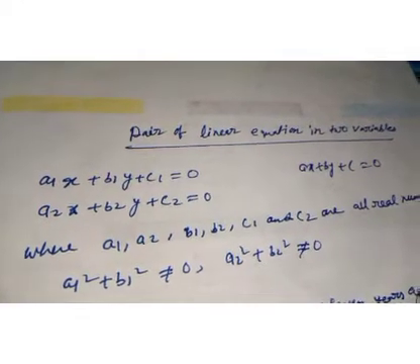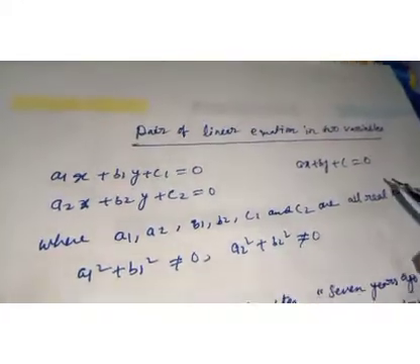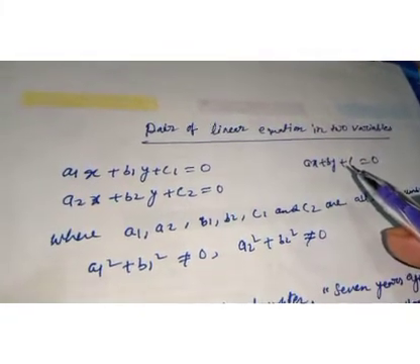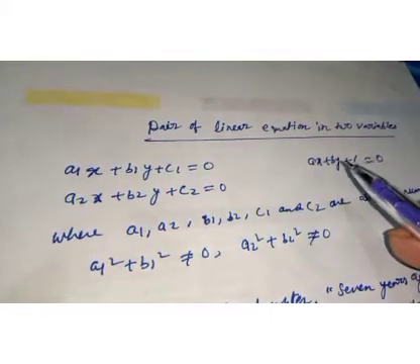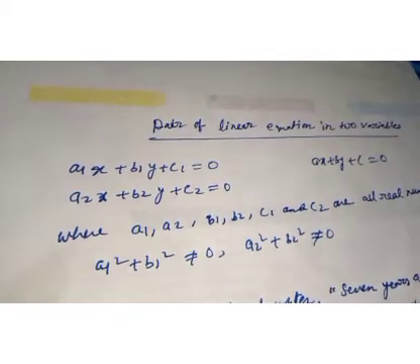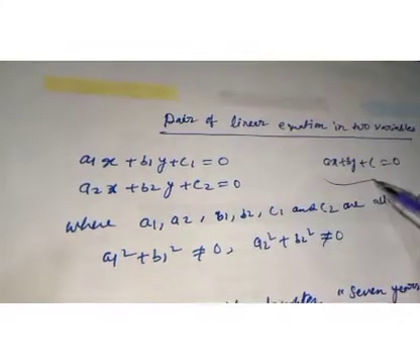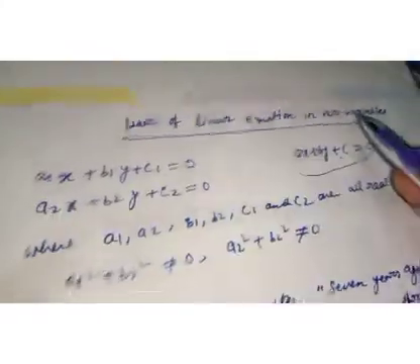Linear equation in two variables. In general, we know this from class 9, chapter 4, linear equation in two variables. So in a linear equation in two variables, you can see there are two variables. It means the standard form is ax plus by plus c is equal to 0.